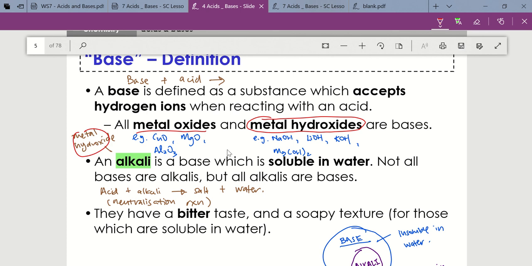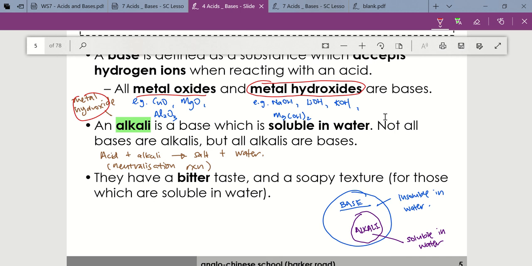Okay, and actually over here you see that, what is the relationship between an alkali and a base? An alkali is actually a base.